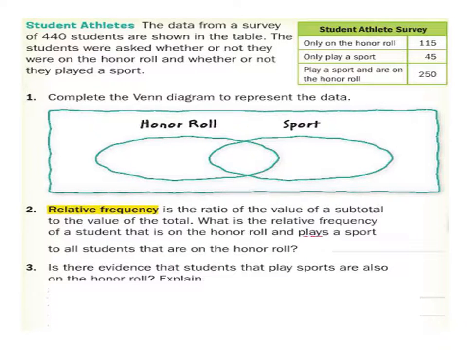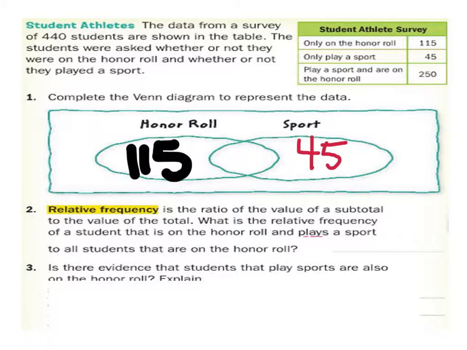You have some students that are on the honor roll. You have some students that play sports. And you have some students that do both, okay? So we could look at this one, and we could see here how many students are on the honor roll. It shows that there's 115. How many students play sports? Just 45 play only the sport.